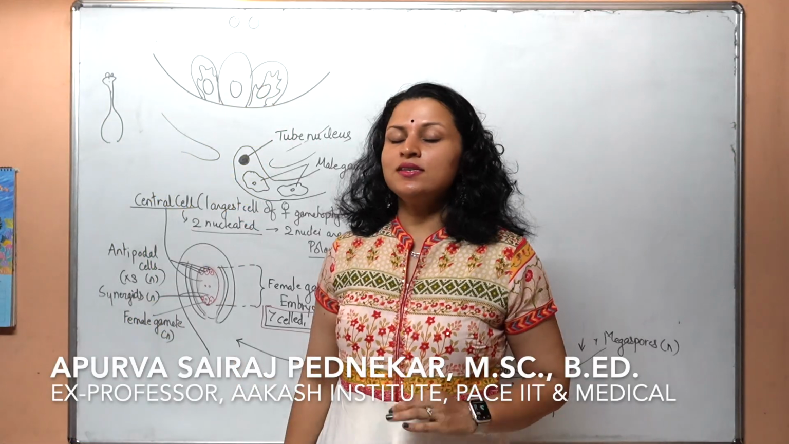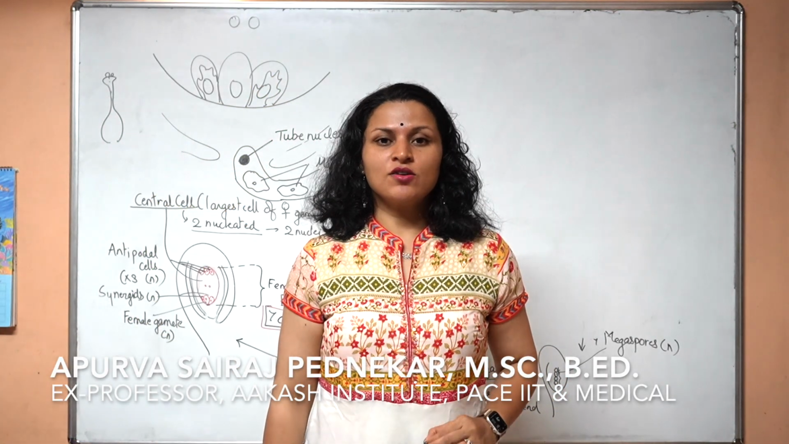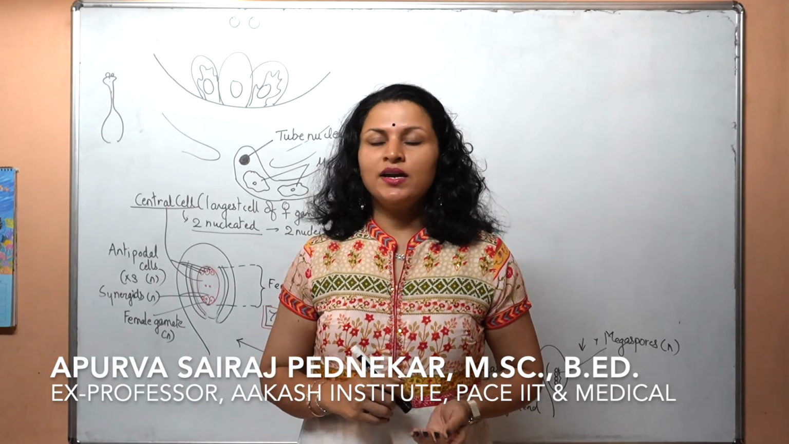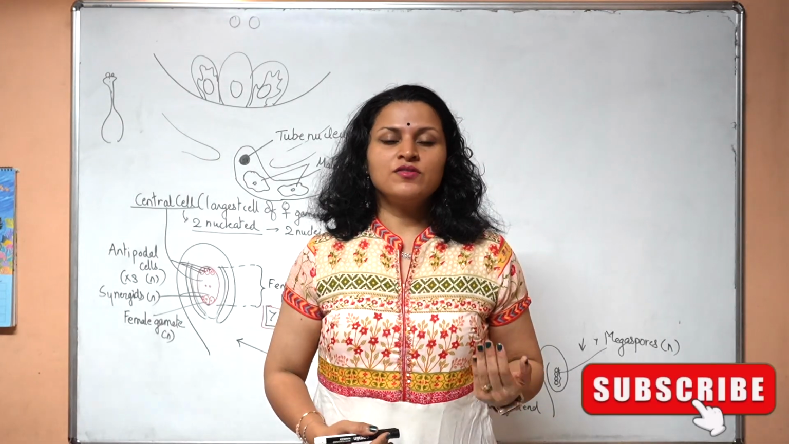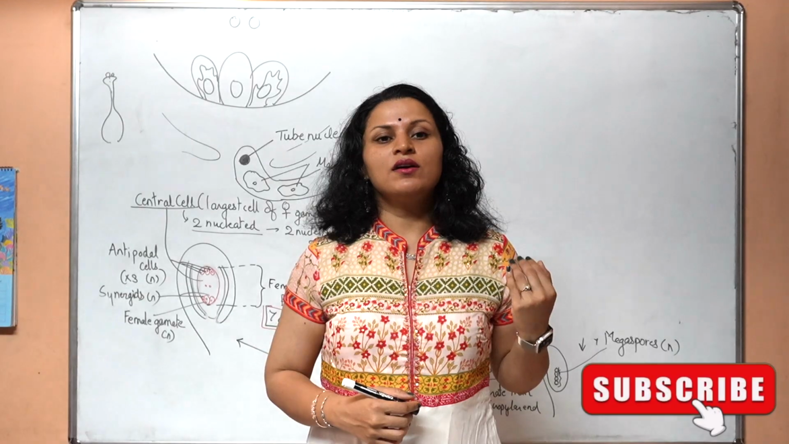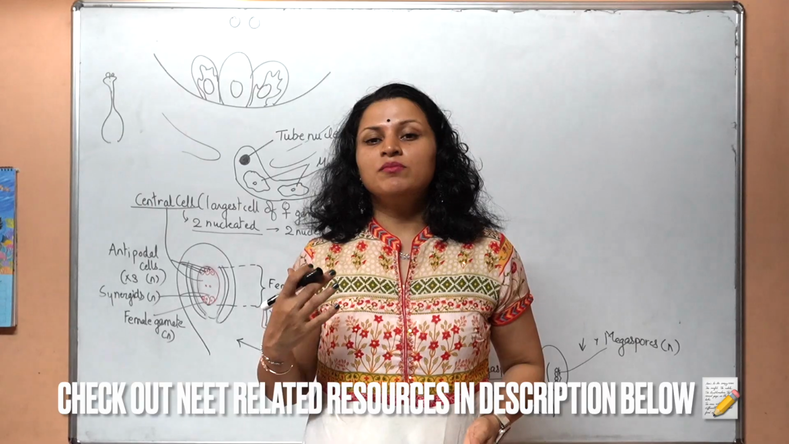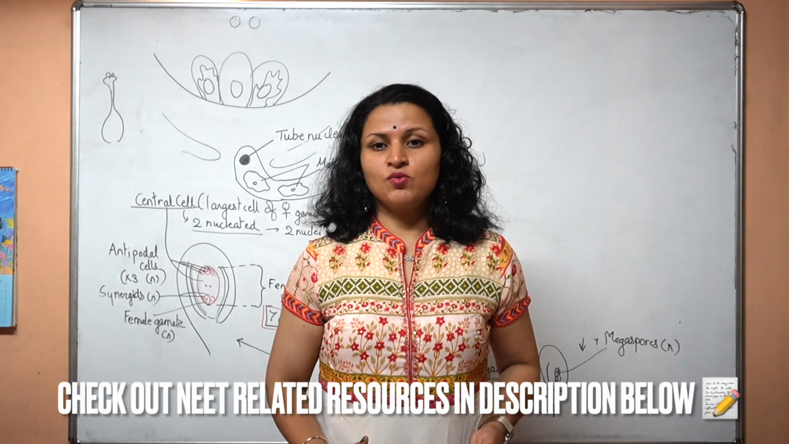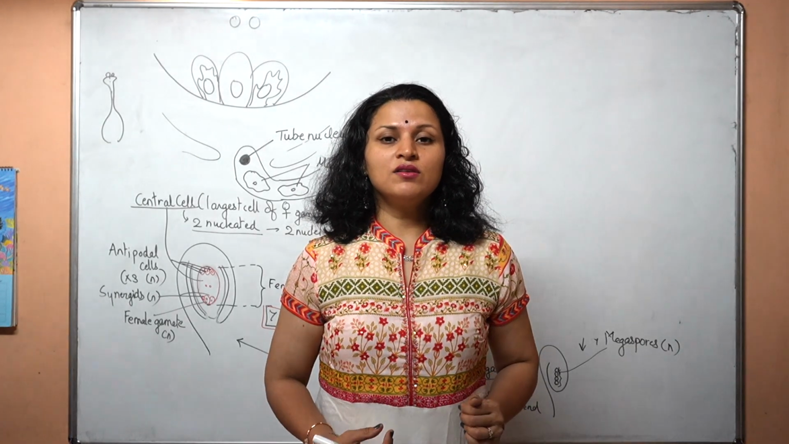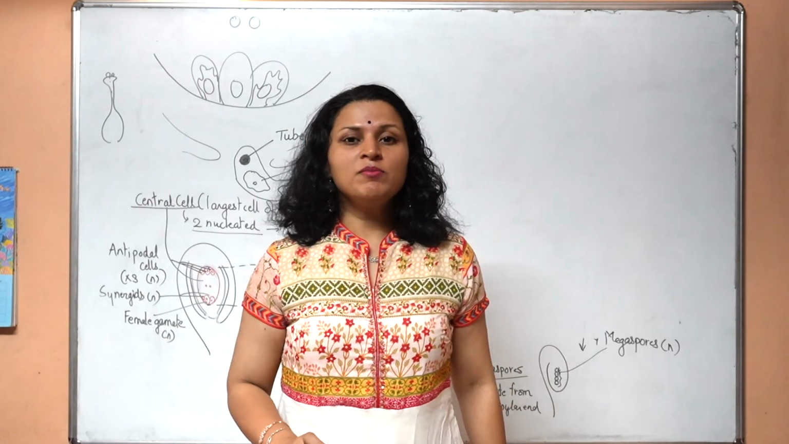Hello students, we had seen the pre-fertilization events of angiosperms in the previous lecture. We had seen the structure of the flower, the structure of the microsporophyll and megasporophyll, and how the microsporophyll produces the microspores and how the megasporophylls produce the megaspore. We had also seen the development of the megaspore into a matured female gametophyte.